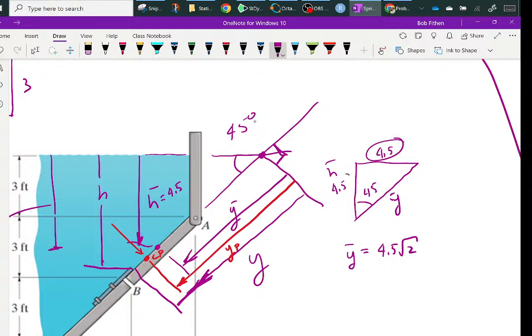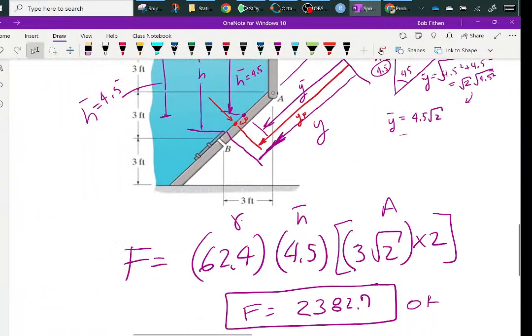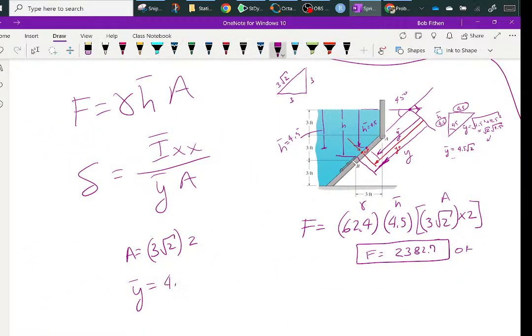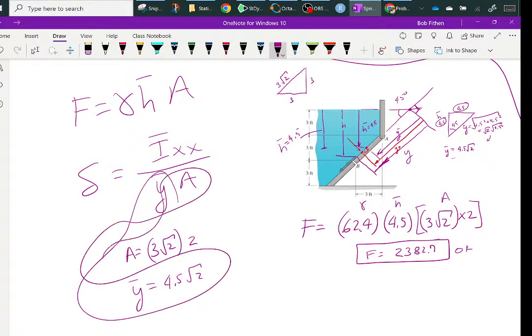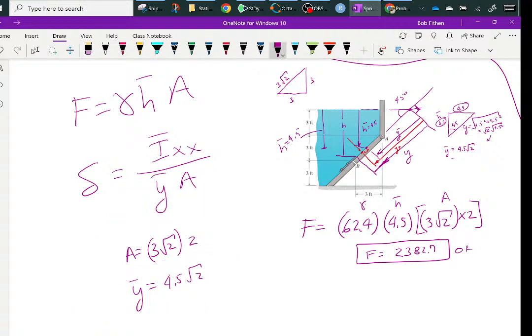So if that's 4.5 and that's 4.5, then this has got to be equal to, squared plus 4.5 squared is equal to 2 squared times 4.5 squared, which ends up looking like that. So I've got the 4.5 square root of 2. So I got this one, and then I got that one, and so now I got to figure out this one.